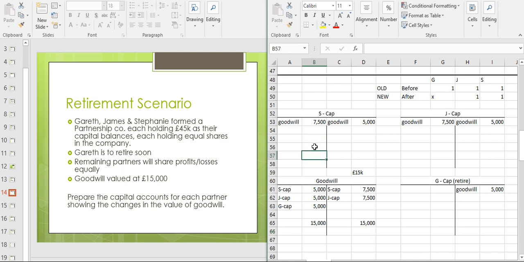Oh, actually, I've missed something out, and that is the opening balances, the 45 opening balances. I'm going to just squeeze those in first. So they've all got 45. I should have done this before, but I haven't. Let me just squeeze that in above. You can do it underneath, it doesn't really make any difference. So I'm just going to copy that.